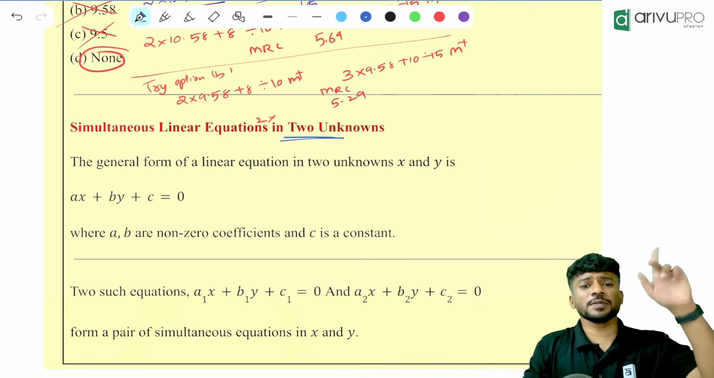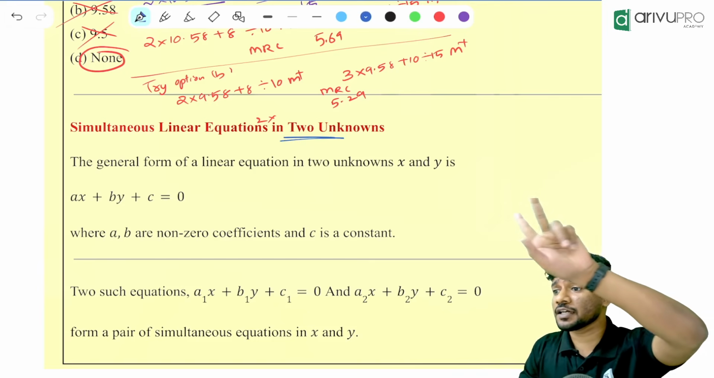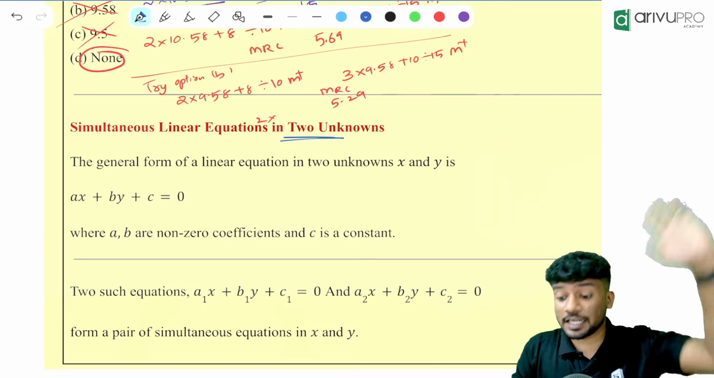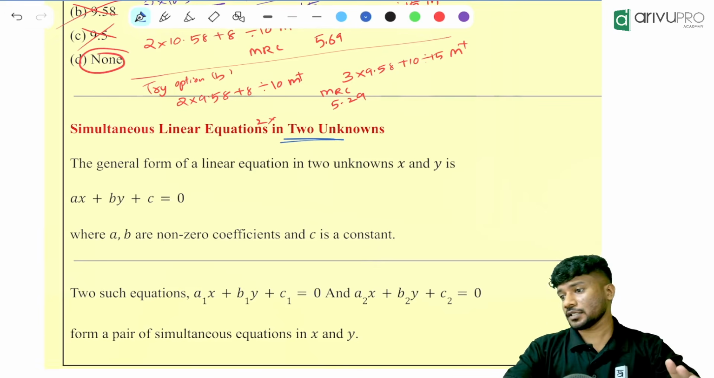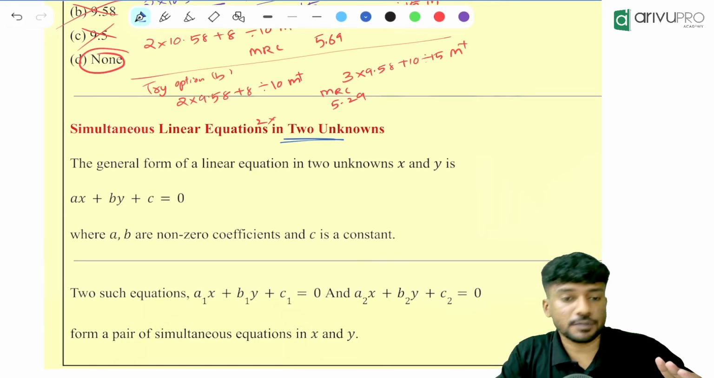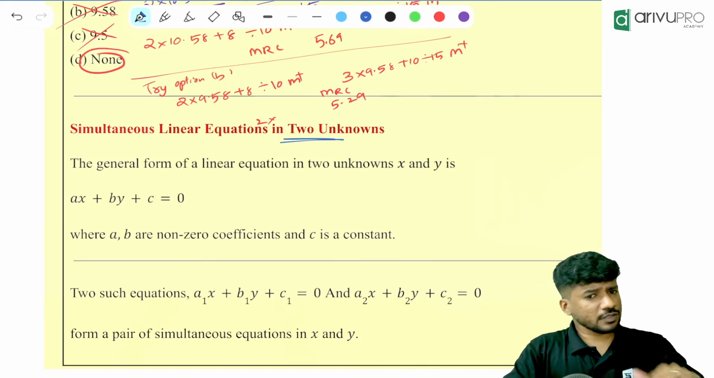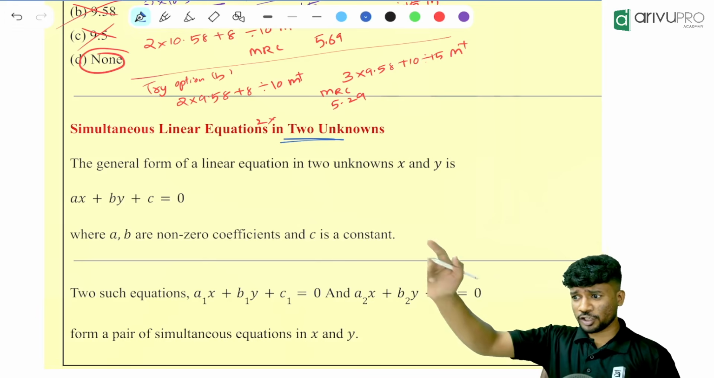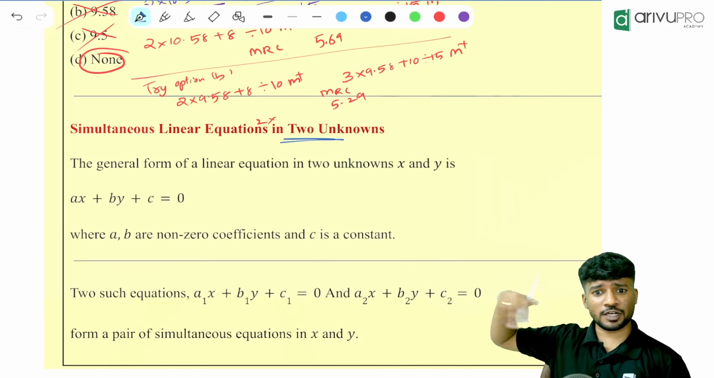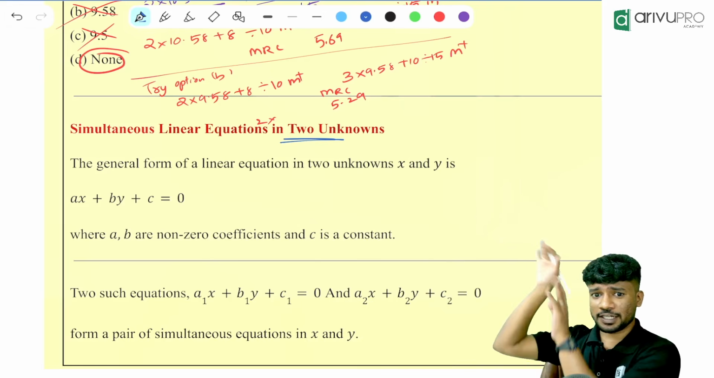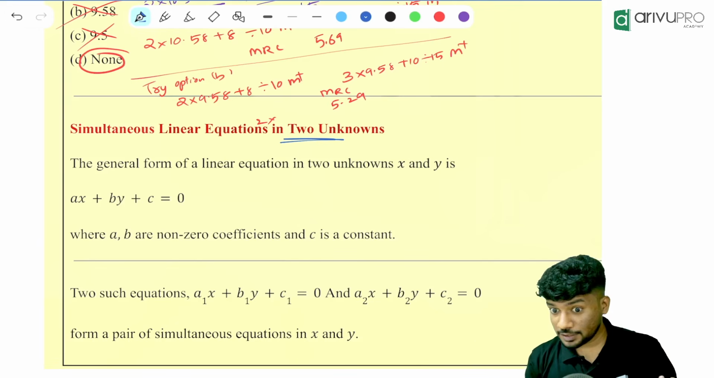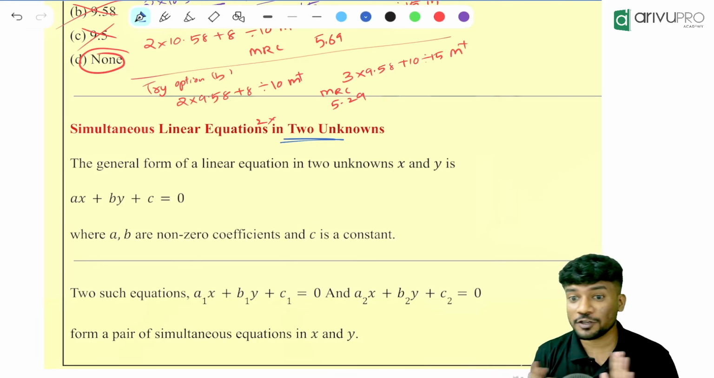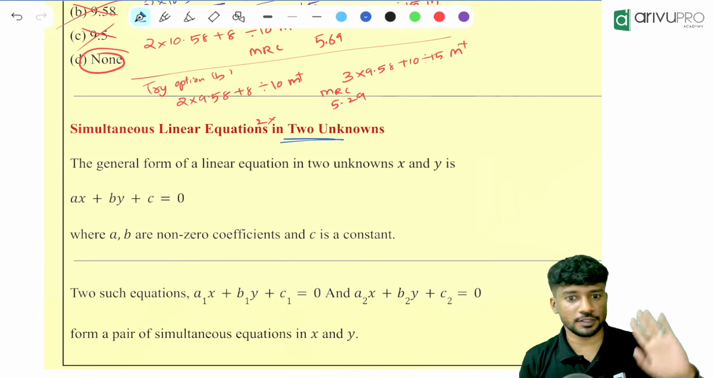Now the linear equation in two unknowns. Two unknowns means how many variables are there? Two variables. Which will be the variables? X and Y will be the variables. Now, you might have studied it in school. You write equation 1, equation 2, and you do the elimination method or the substitution method. You can do that if you are good with it, but I will not be teaching you that. I will teach you another method.